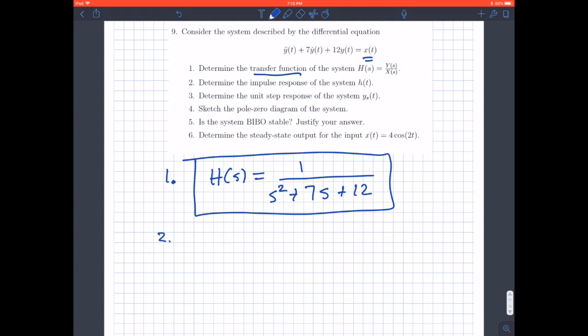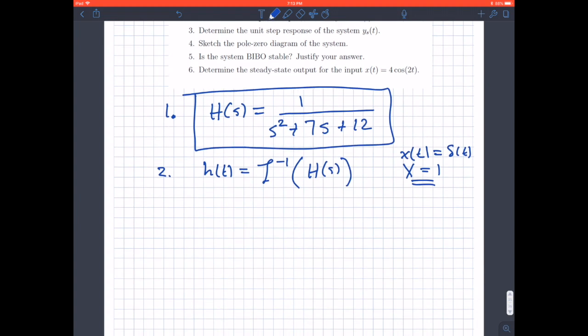Part 2, we're looking at finding the impulse response. So, of course, impulse response is where we let x of t equal delta of t, and when we take the Laplace transform of that, we get 1. To get the impulse response in the time domain, we just have to take the inverse Laplace transform of H of s. So let's get started with that. 1 over s squared plus 7s plus 12, we factor that and we get 1 over s plus 4 and s plus 3.